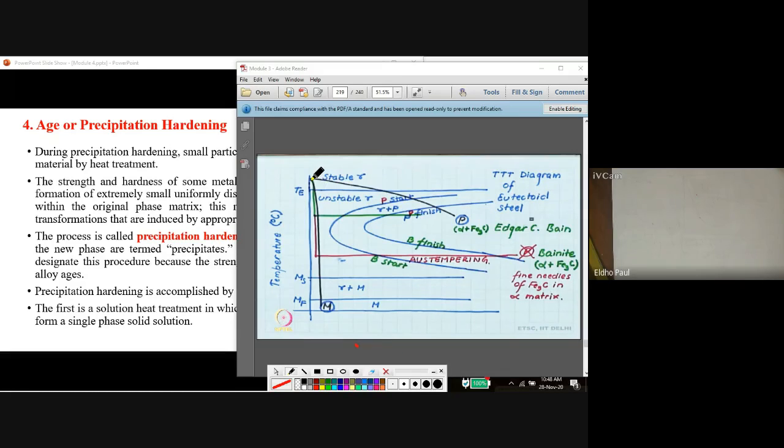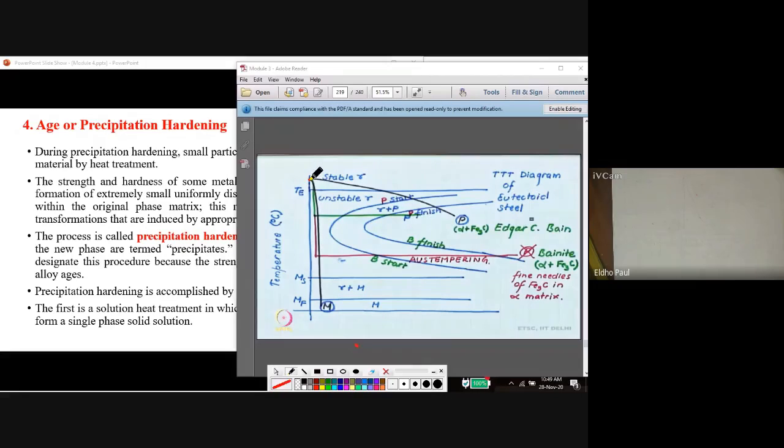So good day. So next mechanism is age or precipitation hardening. There's a good story behind the discovery of age or precipitation hardening. This precipitation hardening mechanism was developed by Alfred Wilm, and his discovery is based on martensite formation. How is martensite formed?